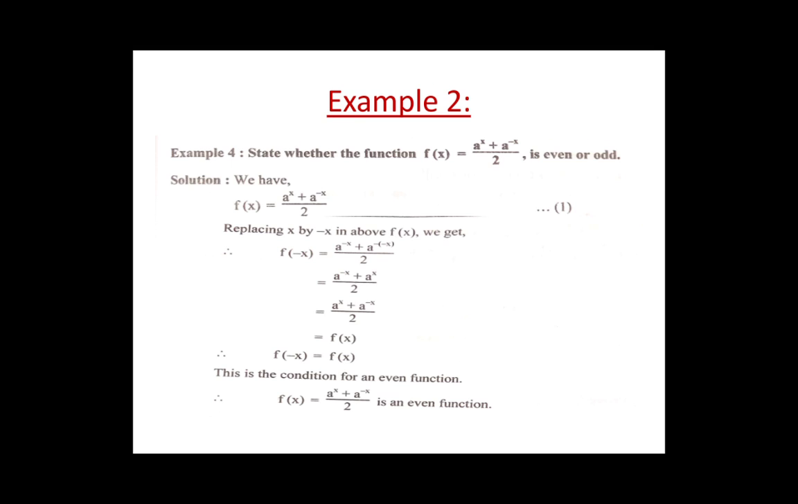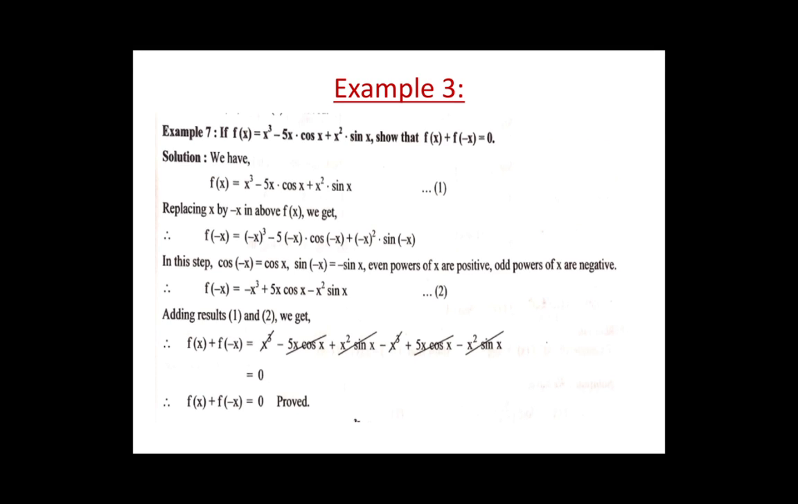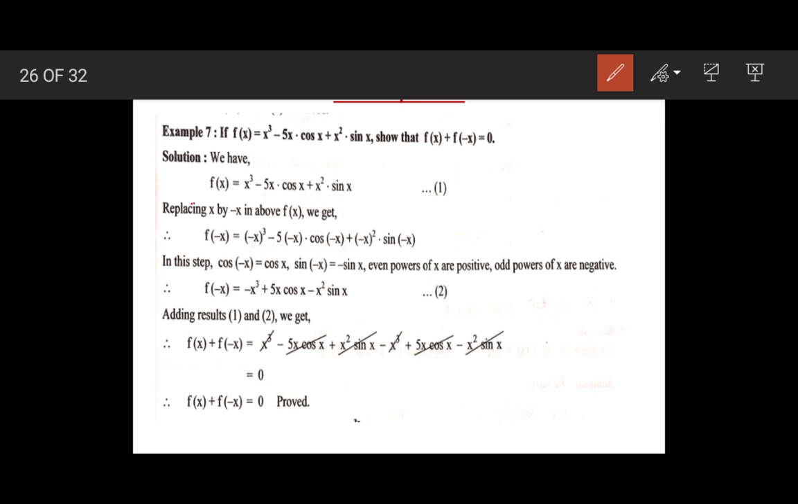Okay. Now next, see third example. In the third example, the question is, if f of x is x cube minus 5x into cos x plus x square into sin x, then show that f of x plus f of minus x equal to 0. Okay. Now class, f of x is given as x cube minus 5x into cos x plus x square into sin x. What I have to show? I have to show that f of x plus f of minus x is 0.